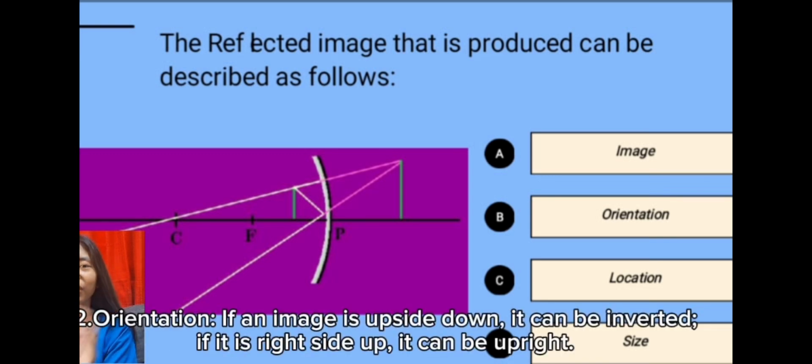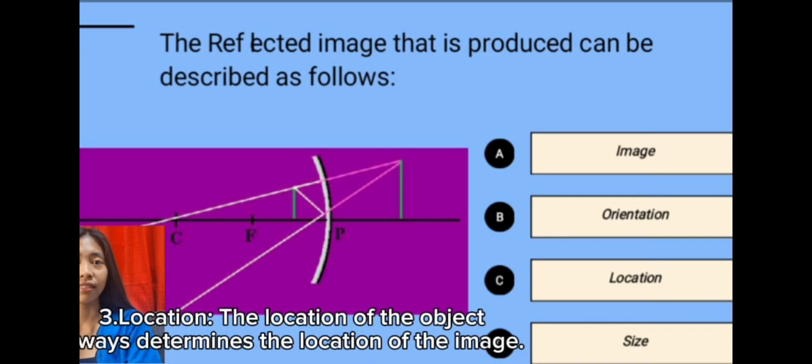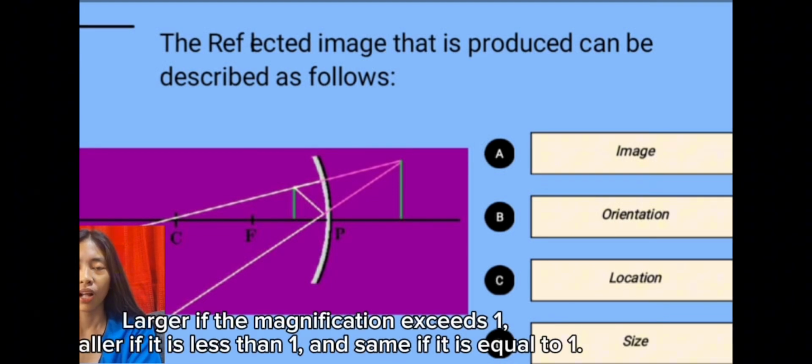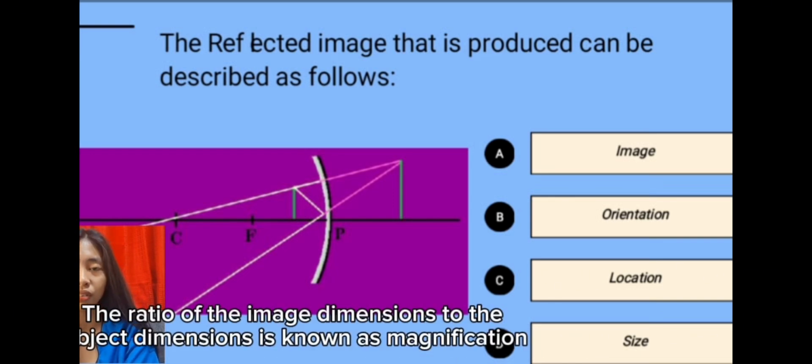So the second, orientation. If an image is upside down, it can be inverted. If it is right side up, it can be upright. So the third one is the location. The location of the object always determines the location of the image. So the last, fourth, the size. The size could be the same, larger, or smaller. Larger if the magnification exceeds 1, smaller if it is less than 1, and the same if it is equal to 1. So the ratio of the image dimension to the object dimension is known as magnification.